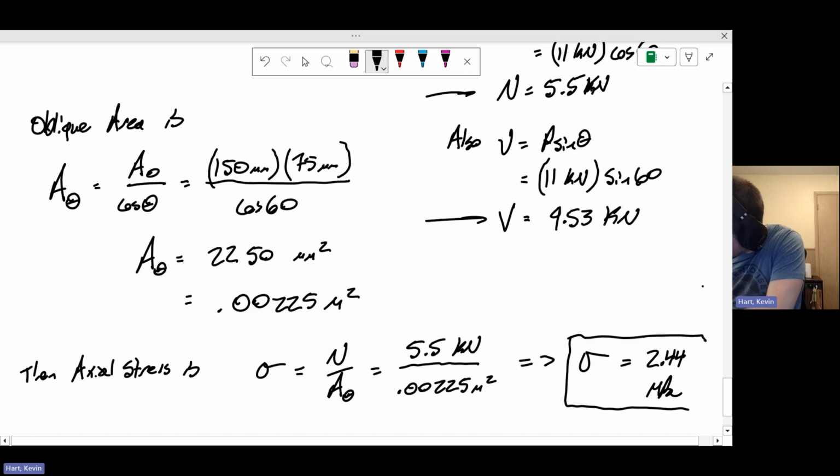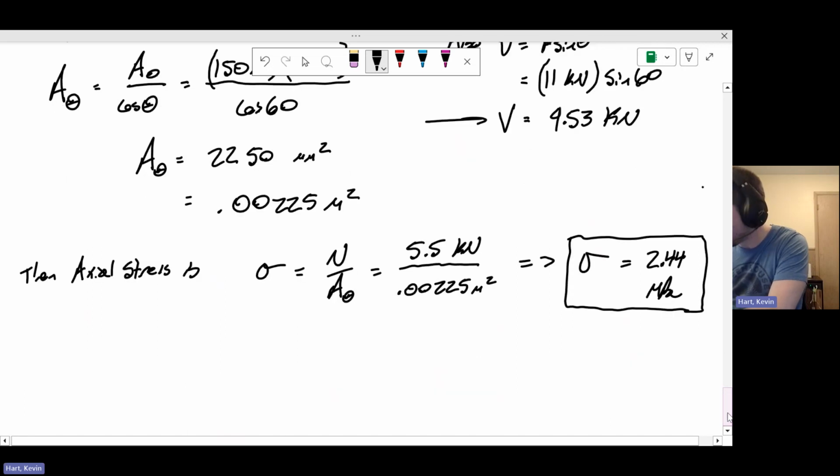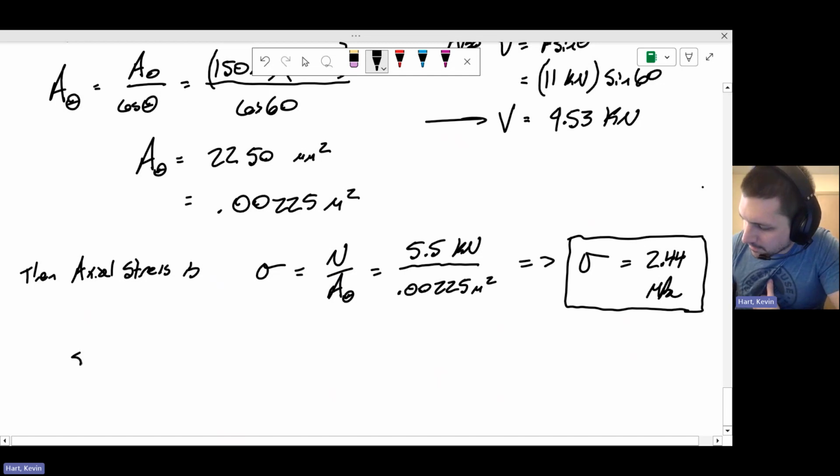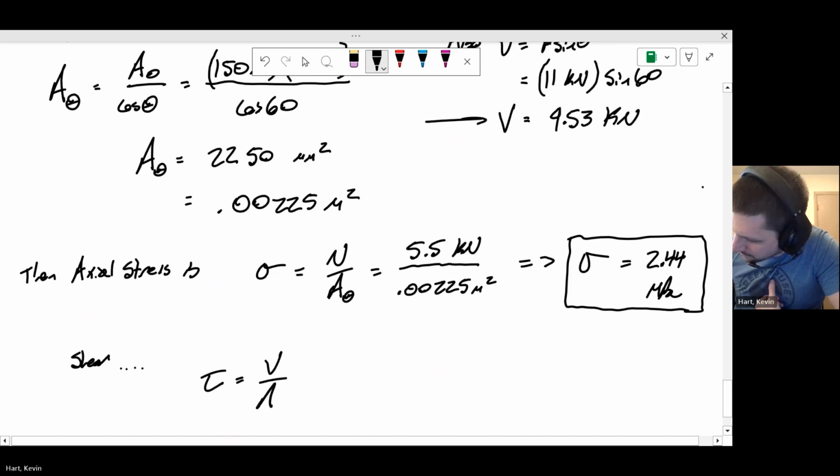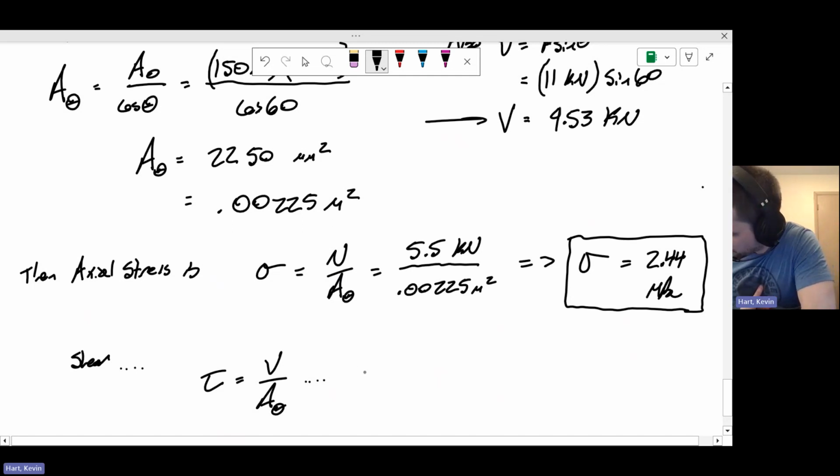Again, pressure units, megapascals, mega meaning 10 to the 6th. So 2.44 million pascals. And then shear, follow a similar process. You can punch all those values in yourself, 4.24 MPa. All right, so there you go.